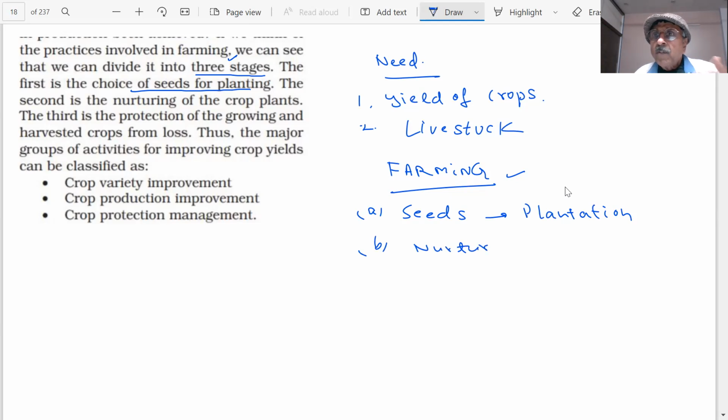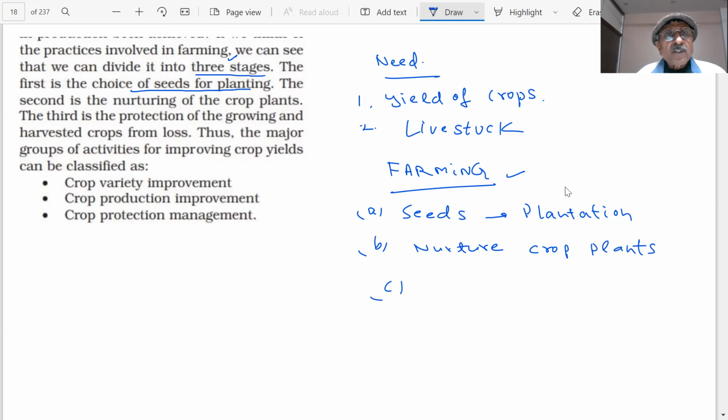In a day, do you think if you put a seed, you are getting a plant? The answer is no. So you have to nurture them. What do you mean by nurture? Provide nutrients, water, sunlight, everything you provide them, students. So nurture the seeds, then plants will start. Nurturing of the crop plants. And then what next do we do?